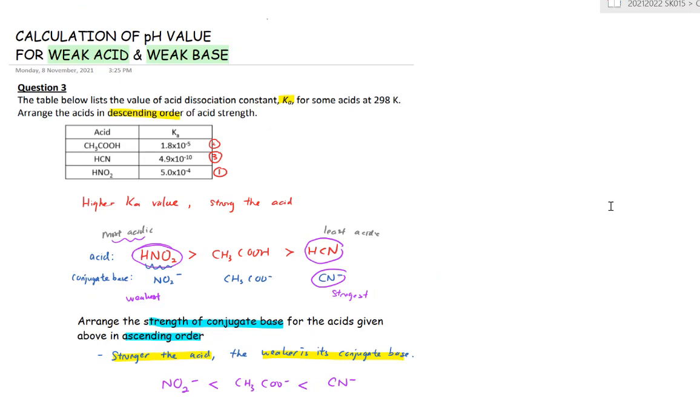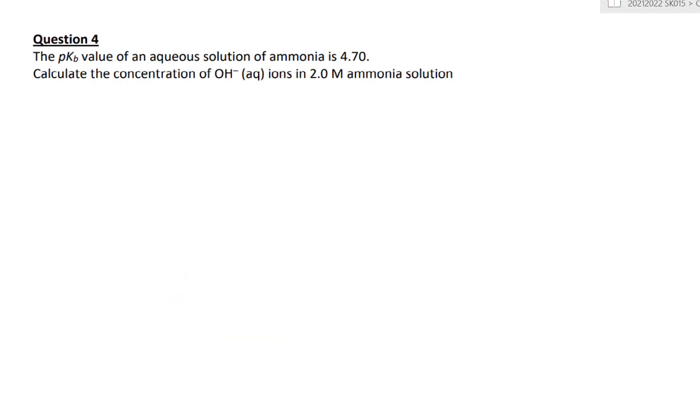Using the same concept, you may try question number 1 and 2 in your exercise. Next, we have our question number 4. Given over here, you have your pKb value, which is 4.70. Calculate the concentration of OH minus ion in 2.0 molar ammonia solution. Again, a weak base.